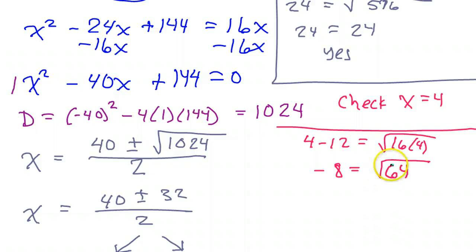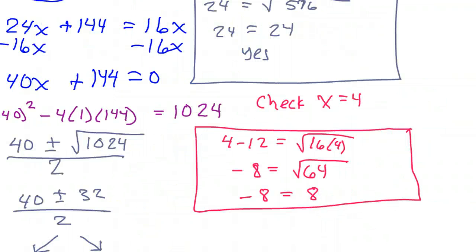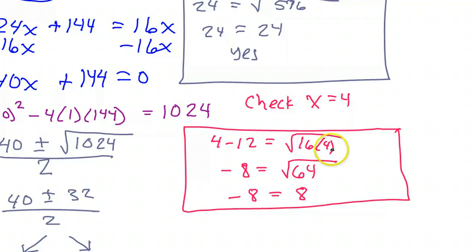Alright, but there's nothing you're going to take the square root of that's going to give you a negative number. So you have negative 8 over here, but over here you have a positive 8. Wah, wah. That is a fail. I should have made that box big enough to include the word no. Maybe I'll write it off to the side. No. So, x cannot equal 4.